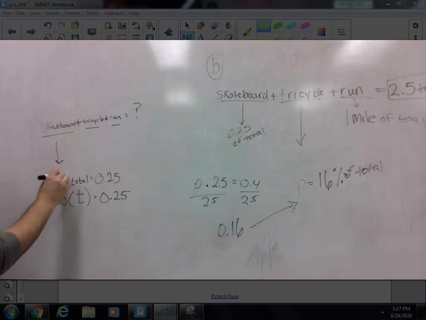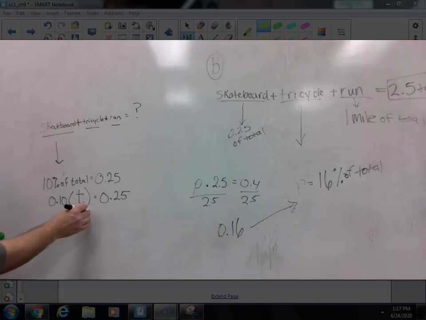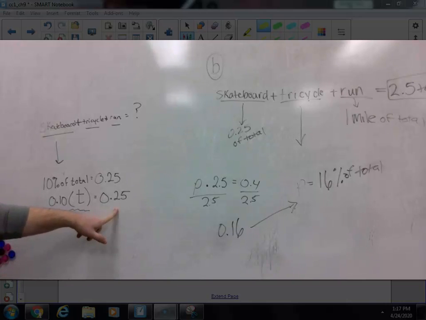And we know that "of" means multiplication. So 10% can be written again as a decimal or a fraction. So 10% is just 10/100ths as a decimal. We multiply it by the total, and again, we don't know what the total is, so we use a variable. But we do know that 10% of the total is equal to 25/100ths.